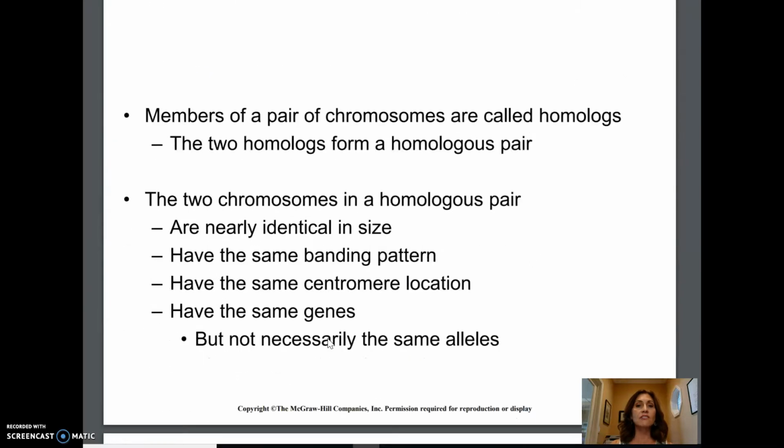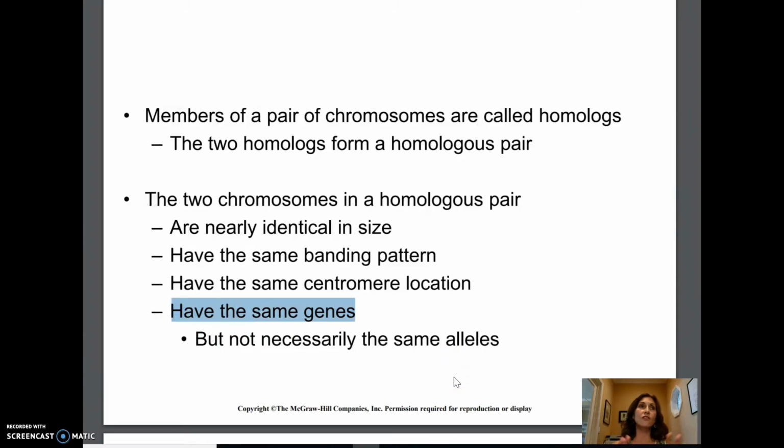So members of an individual pair of chromosomes, like chromosome 1 from mom and chromosome 1 from dad, are called homologous chromosomes, or a homologous pair. Homo for same, and logous for like, they match each other. These two chromosomes are usually nearly identical in size. There might be some mutation that has occurred. They usually have the same banding pattern. Again, there might be slight variation based on mutation or the ability to stain each one. The centromere, or that skinny little waist in the middle of a chromosome, is usually in the same location. And most importantly, each chromosome has the same set of genes, but not potentially the same alleles.